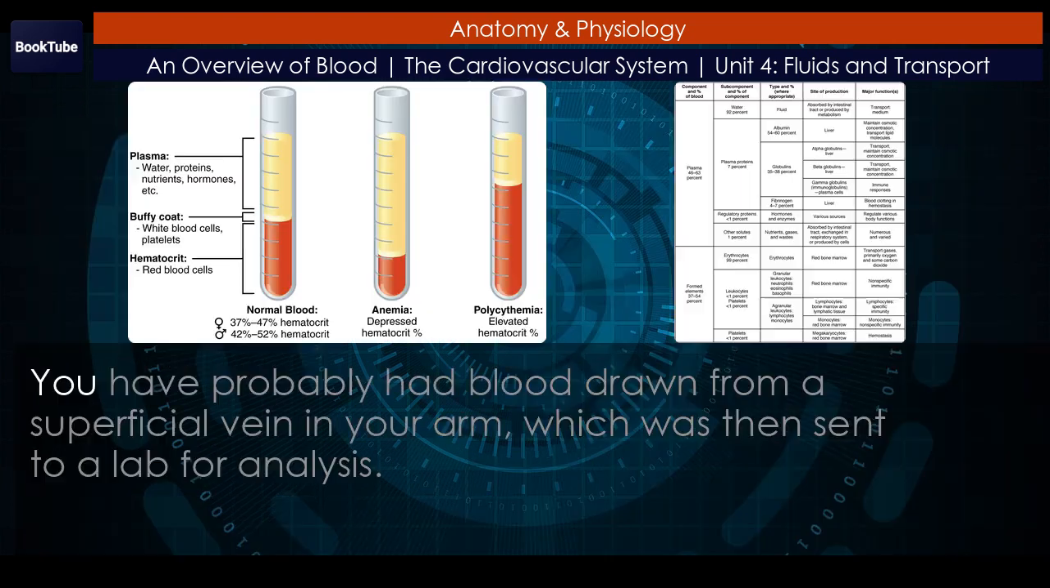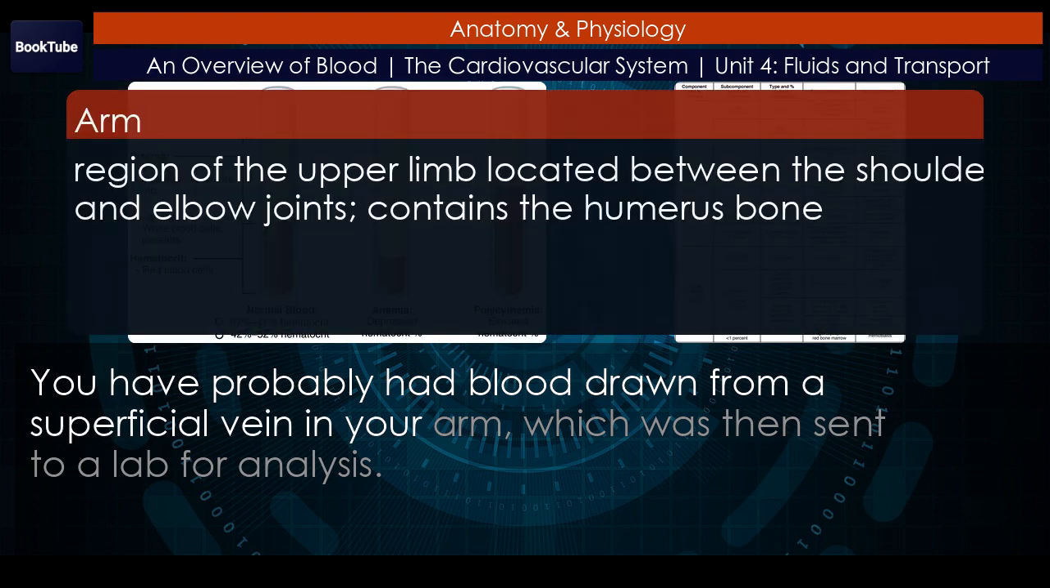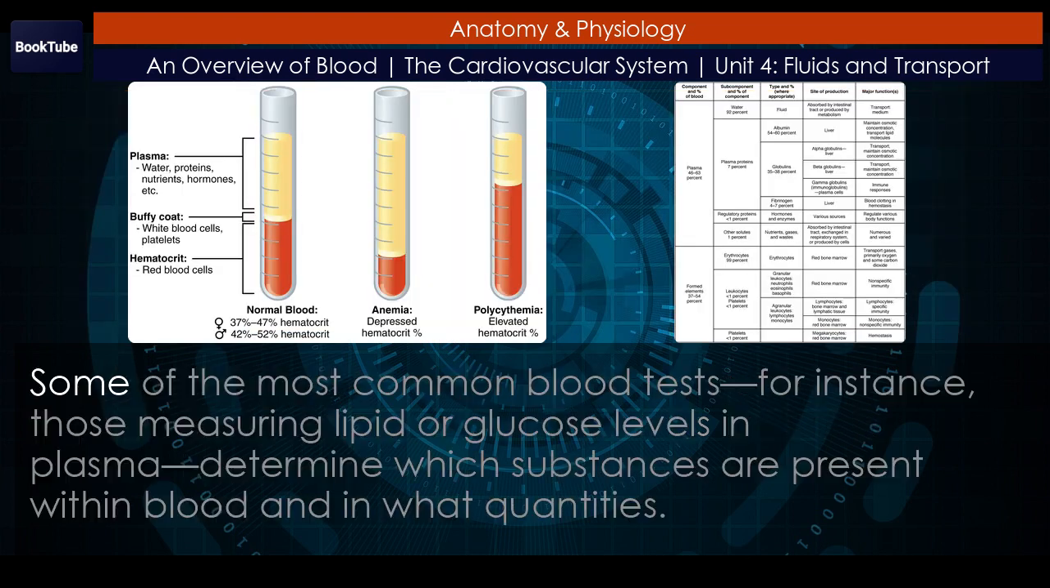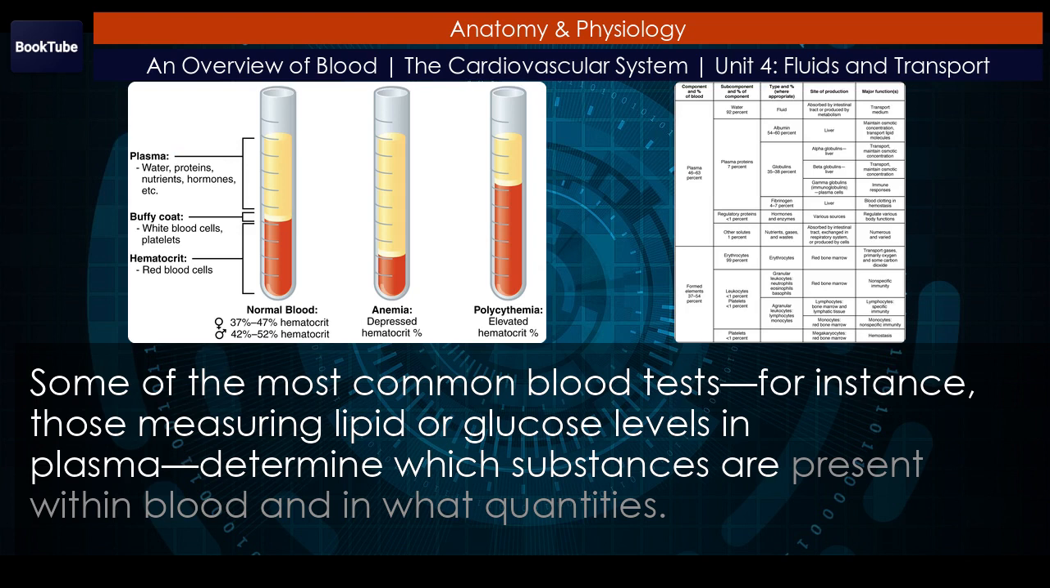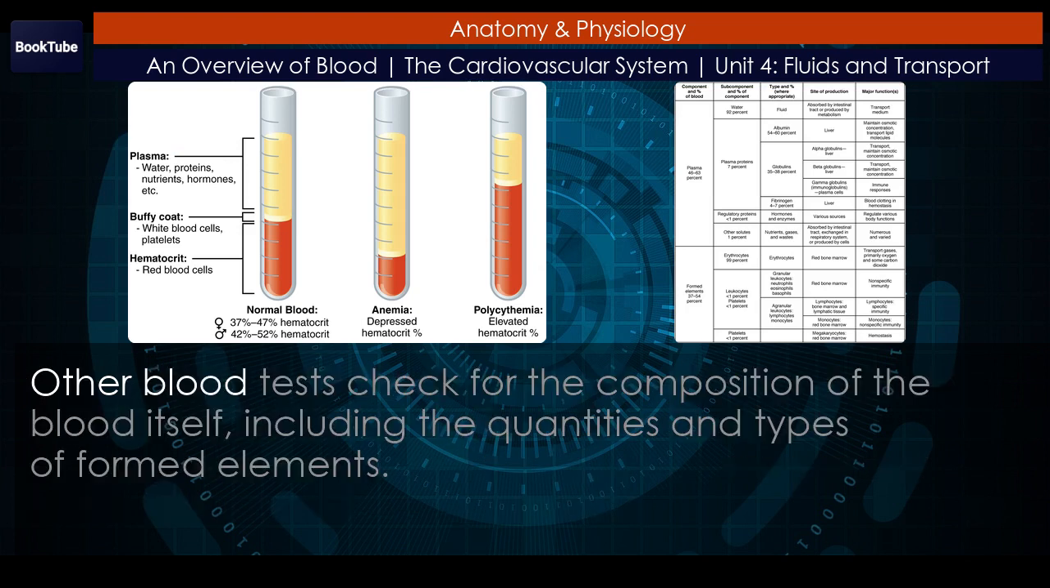Composition of blood. You have probably had blood drawn from a superficial vein in your arm, which was then sent to a lab for analysis. Some of the most common blood tests, for instance, those measuring lipid or glucose levels in plasma, determine which substances are present within blood and in what quantities. Other blood tests check for the composition of the blood itself, including the quantities and types of formed elements.